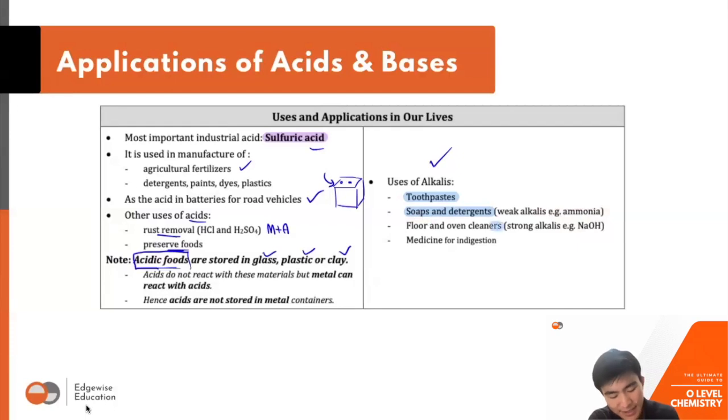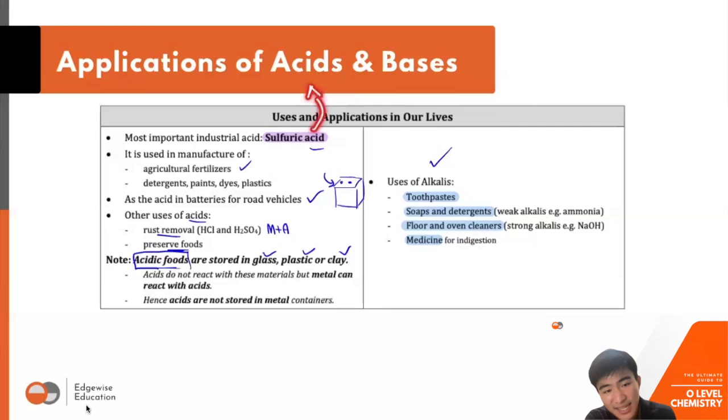Floor and oven cleaners. These are strong alkalis, which use the power to corrode the top layer of the floor so that it looks cleaner. And there's medicine for indigestion. When too much acid builds up, they put in some alkali to neutralize. So actually acids and bases are very, very useful.